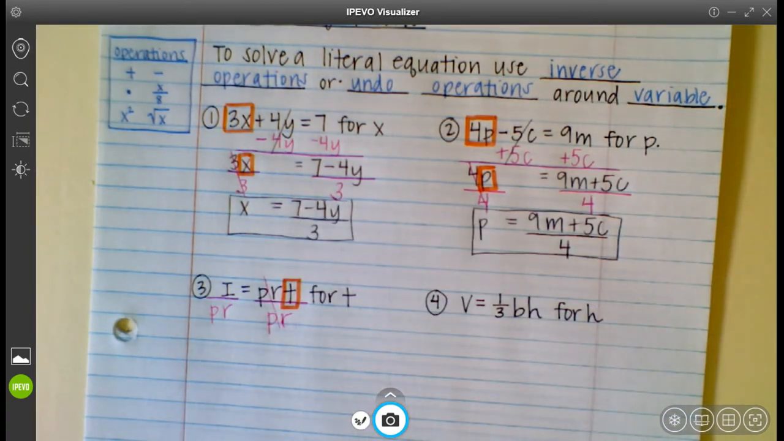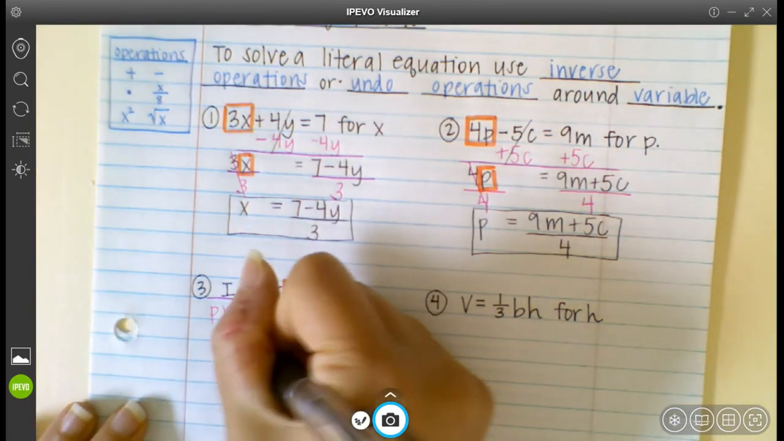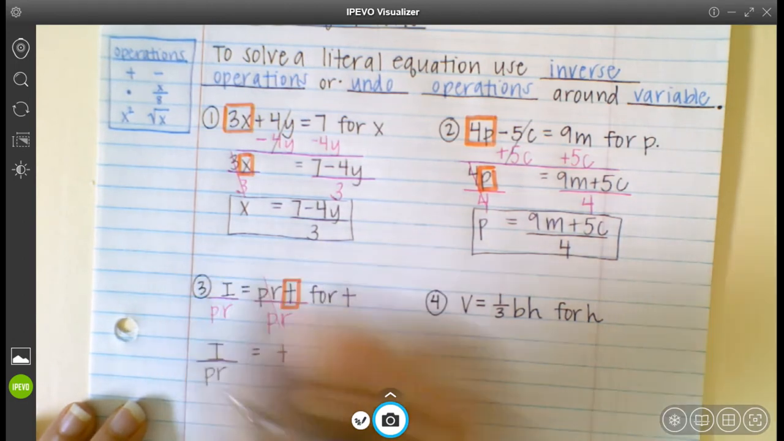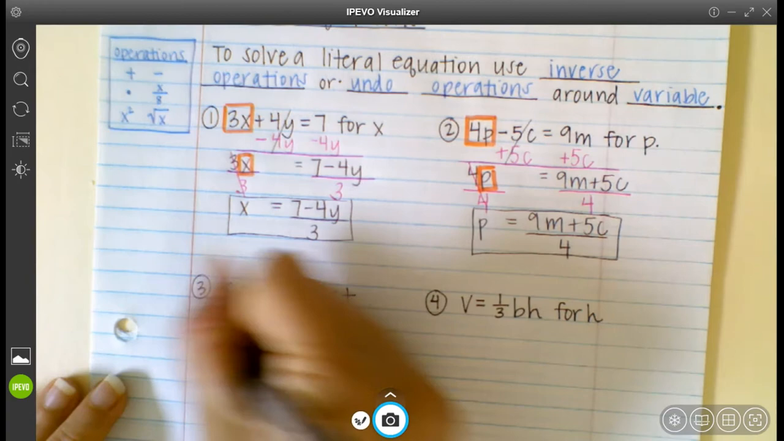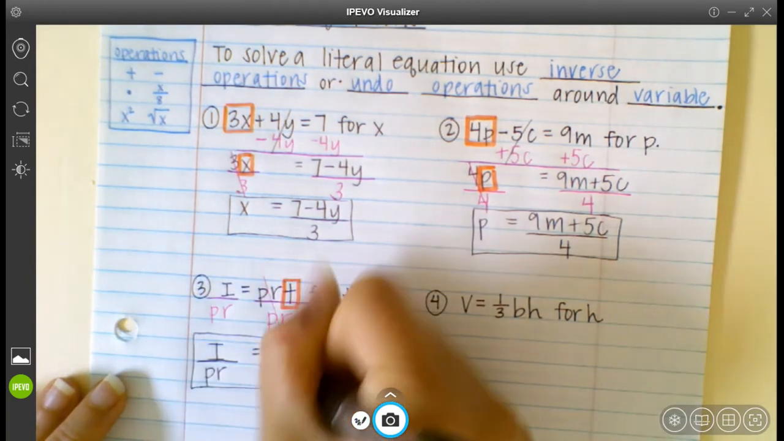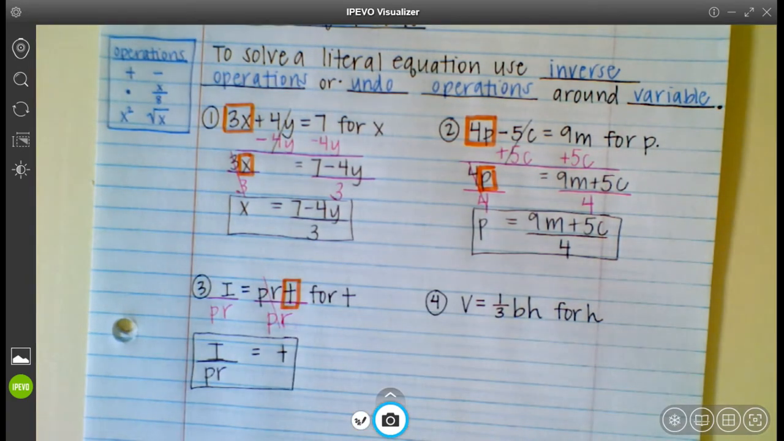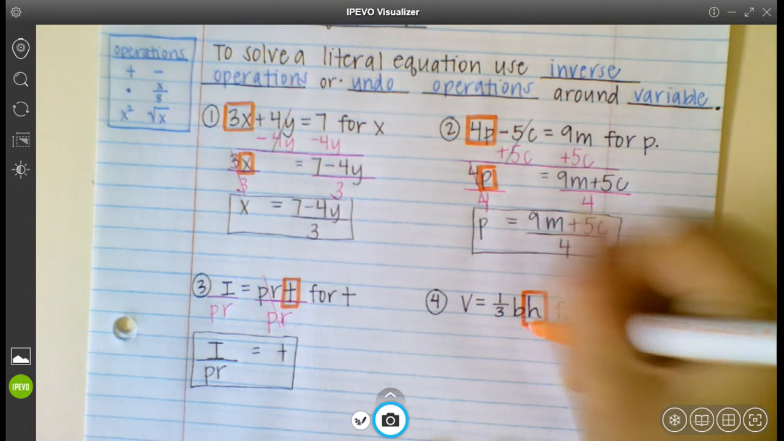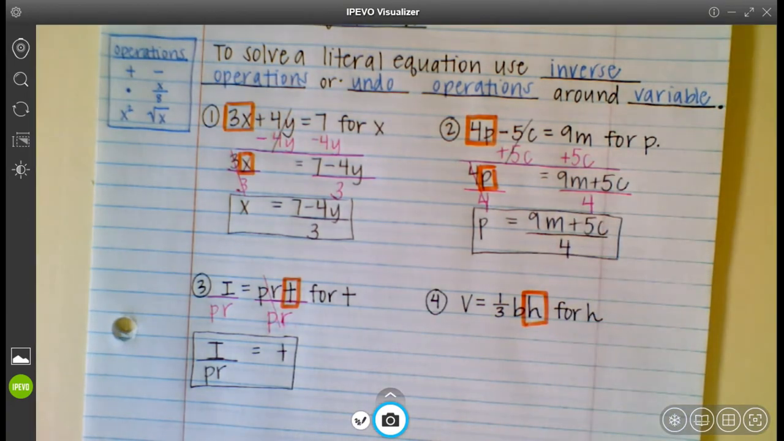And when we do that, we end up with t equals I over pr, which got t completely by itself. Number 4, we are looking to get h by itself. So we are going to box h. And we need to look at these operations going on.